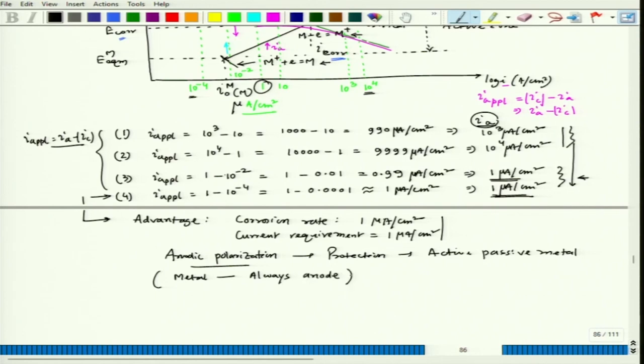So, it gives you protection at low current density due to maintenance of passivity. Here also we need an external power source. The initial polarization actually needs a lot of current, but after it achieves the stable passive zone, the current requirement would go down drastically. So, that is the difference between anodic protection and, let us say, cathodic protection.